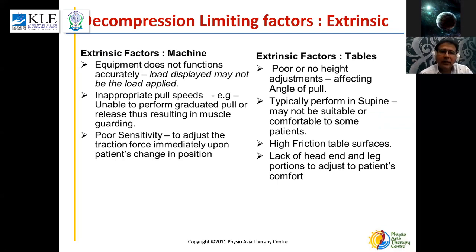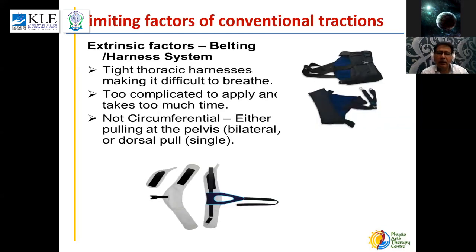Apart from that, we have extrinsic factors. Extrinsic means outside factors, outside our body. These will be the machines and the tables that you use. If the machines are not able to adjust to the features, it will be very difficult for us to get the right outcome. The table's height adjustment, angle, and friction level are all very critical. The belting system sometimes, although a very minor aspect, is also very critical.